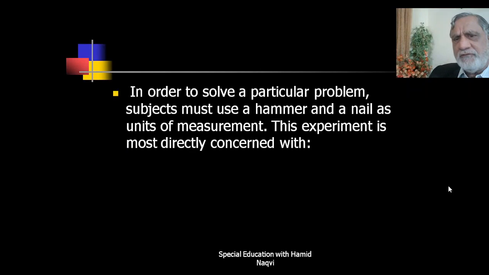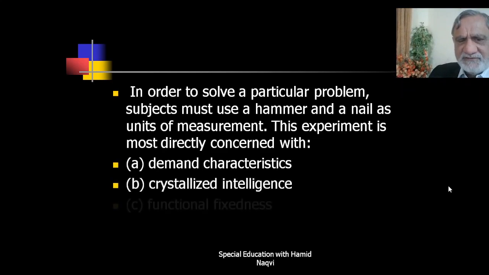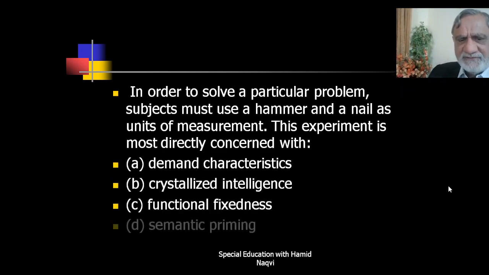In order to solve a particular problem, subjects must use a hammer and a nail as units of measurement. This experiment is most directly concerned with demand characteristics, crystallized intelligence, functional fixedness, or semantic priming. Correct is C, that is functional fixedness.